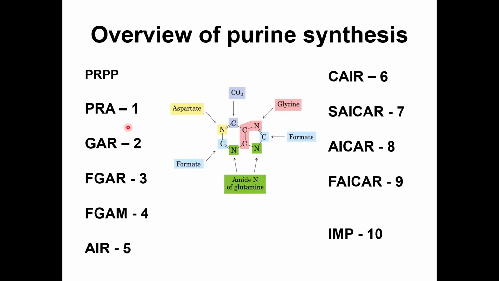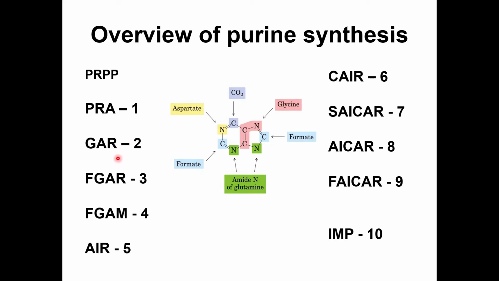Secondly, I told you that wherever we are using synthetase enzymes and ring closure steps, we need ATP. So from PRA to GAR: PRA is phosphoribosylamine, and GAR is glycinamide ribonucleotide. In this step, glycine is added. So C4, C5 and N7 are contributed by glycine in presence of the enzyme GAR synthetase. Again, ATP is required in this step.